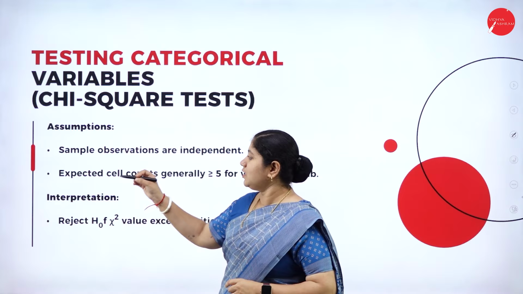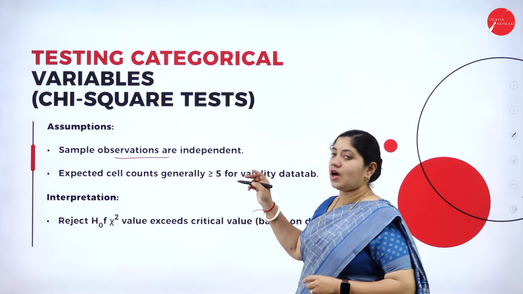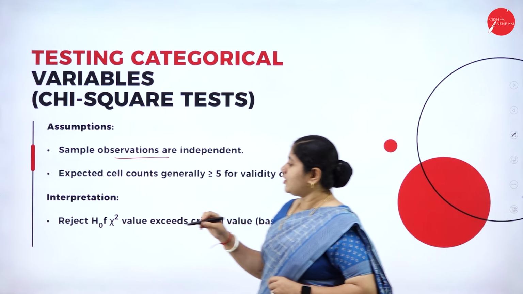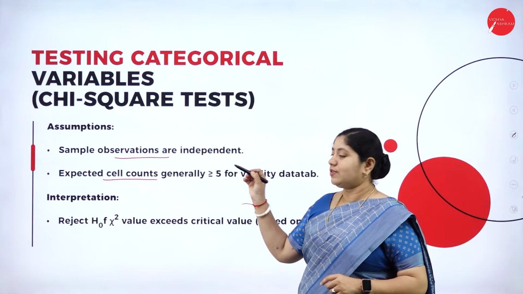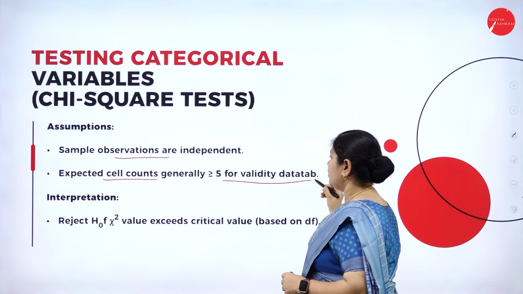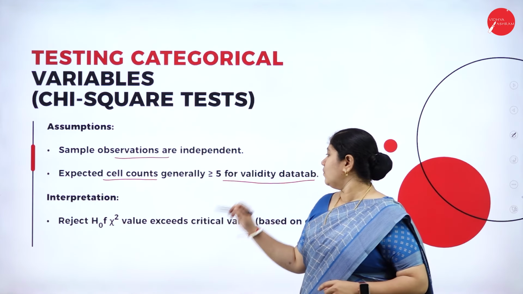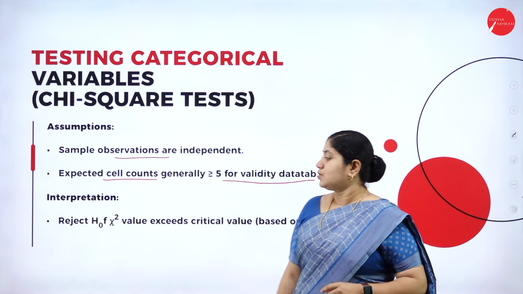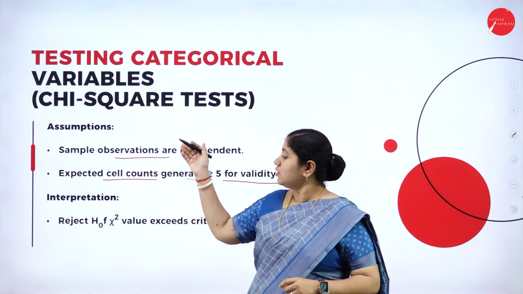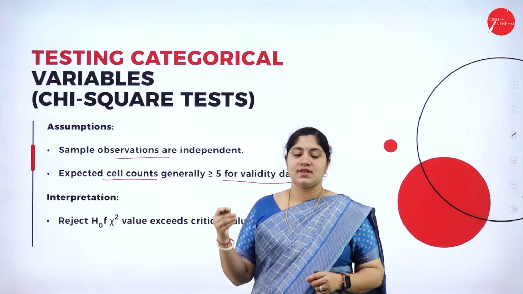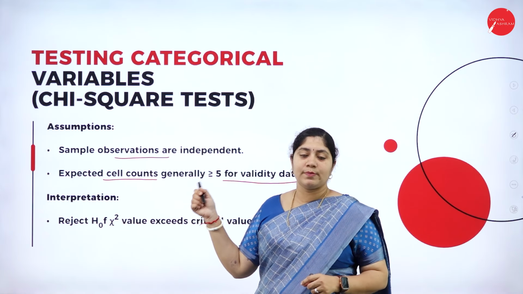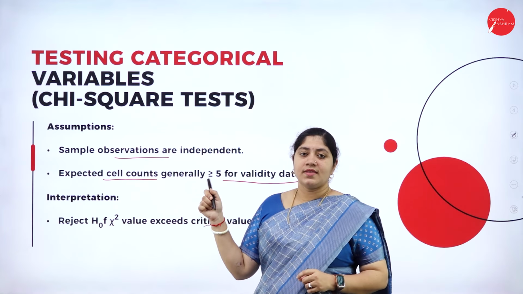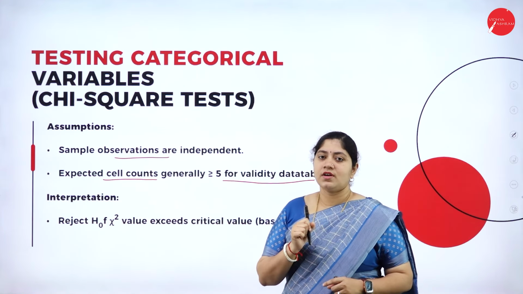The first assumption is that the sample observations are independent. The second assumption we can see here is that the expected cell counts will generally be greater than or equal to 5 for validity. So these are the key assumptions, where we can say that the samples are independent and also the cell counts will be greater than or equal to 5, which is directly correlated with validity.